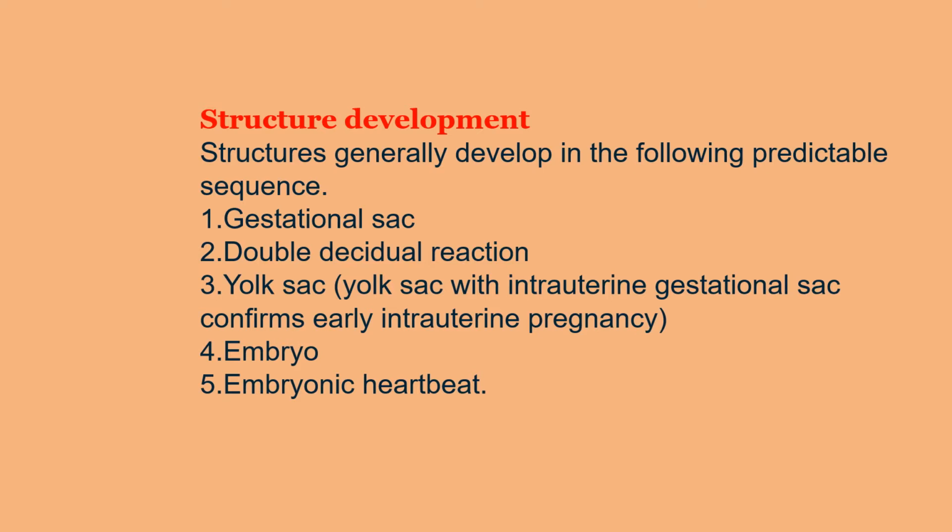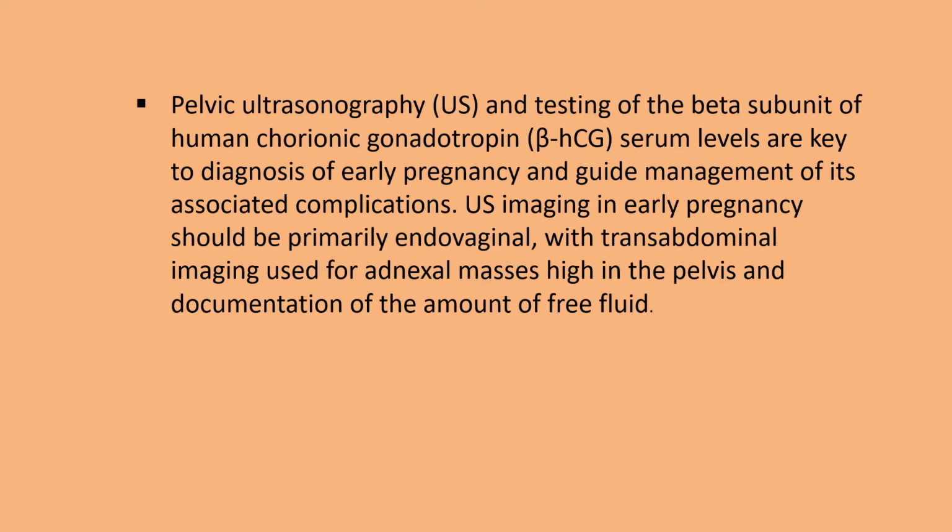Embryo and embryonic heartbeat. Pelvic ultrasonography and testing of the beta subunit human chorionic gonadotropin serum level are key to diagnosis of early pregnancy and guide management of its associated complications. Ultrasound imaging in early pregnancy should be primarily endovaginal, with transabdominal imaging used for adnexal masses high in the pelvis and documentation of the amount of free fluid.